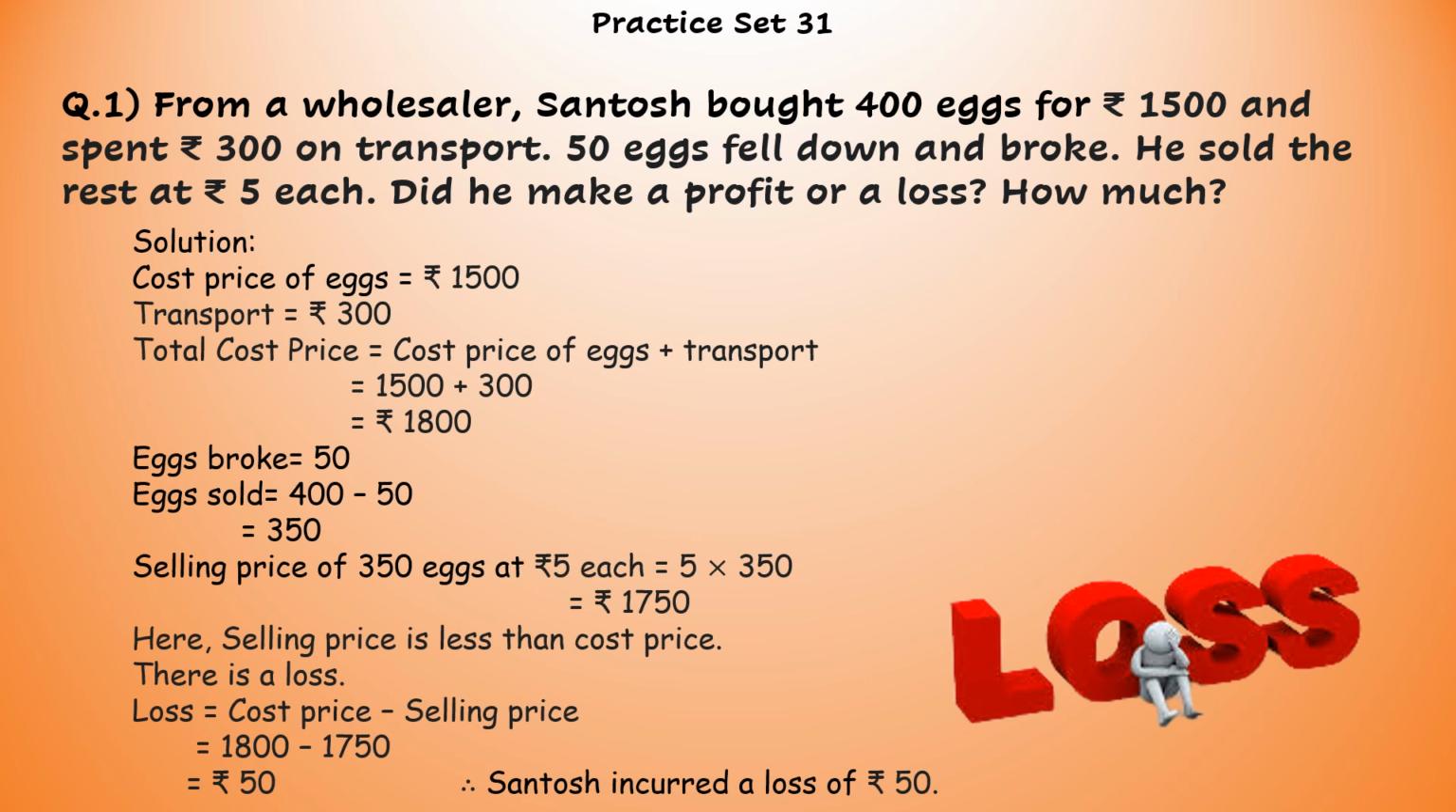So 350 eggs is 350 into 5, that is 1,750 rupees. So children, just find out which is higher, selling price or total cost price. Total cost price is higher. So hence there is a loss. So loss equals cost price minus selling price, that is 1,800 minus 1,750, that is rupees 50 is the loss incurred by Santosh.